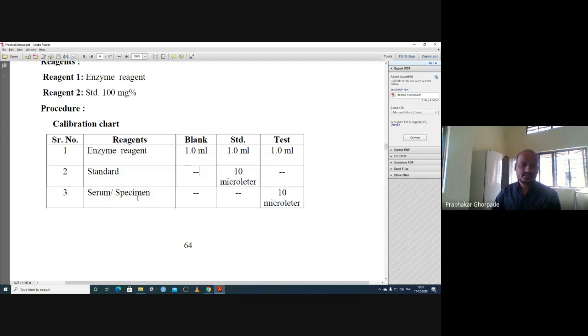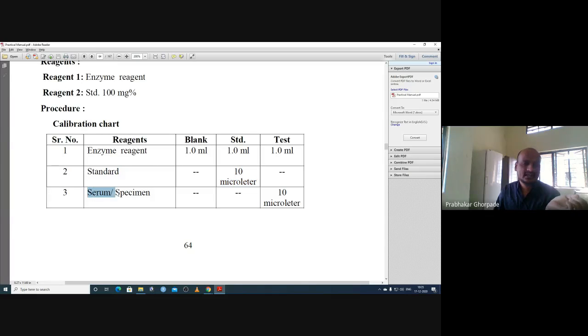Okay, so these 3 test tubes are ready. Now next, we want to add standard. The standard is 100 milligram per percent. What are we estimating? We are estimating the glucose. So if you take 100 milligram of glucose and dissolve it in 100 ml of water, that is the standard of 100 milligram percent. And of this 100 milligram percent solution, 10 microliter we are adding in the standard tube. So this is the standard reaction.